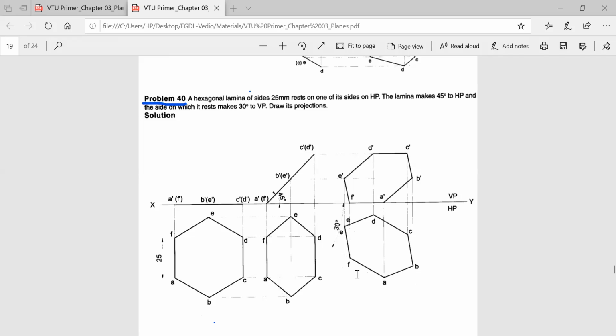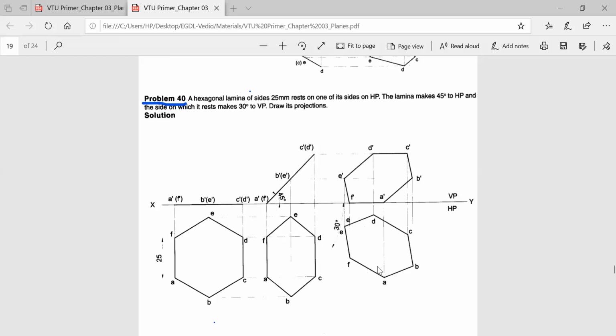So measure this distance, keep one end of the compass here and cut an arc on the same line. It will meet at some common point. Name that as B. Now you have all the points A, B, C, D, E and F. Join all these using a continuous dark line. Now you have shifted the second stage of the lamina to the third stage, inclined at 30 degrees.